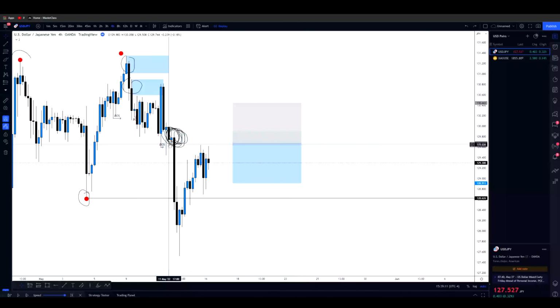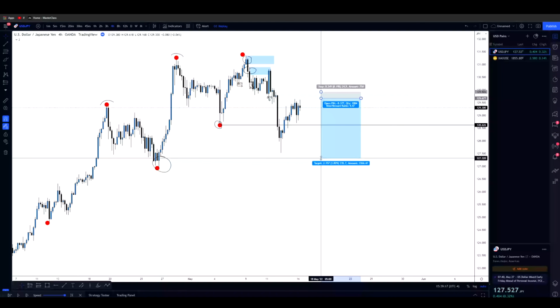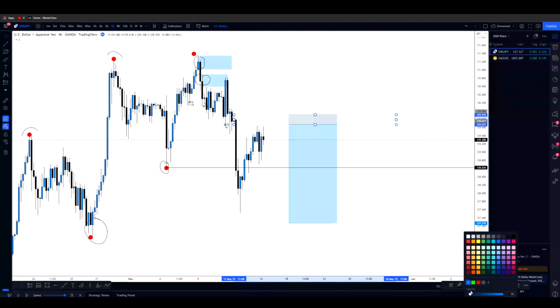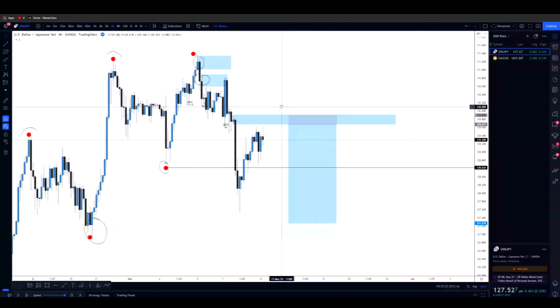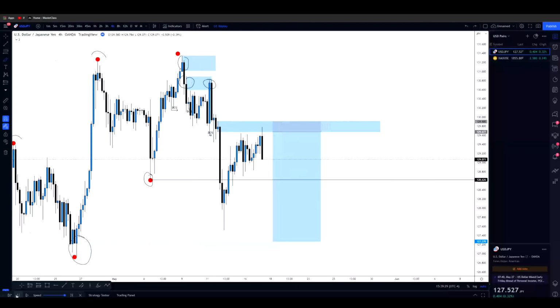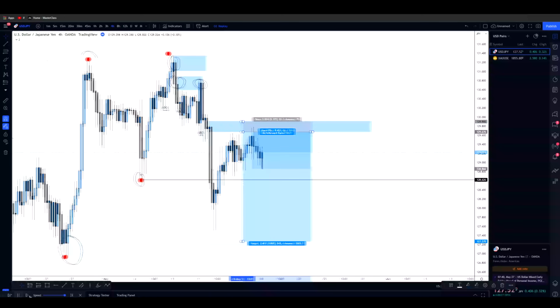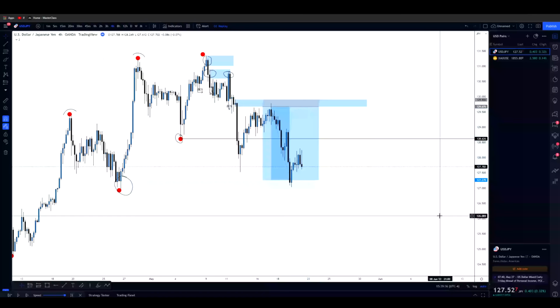And I did not catch this, by the way. This is all hindsight, so I'm not taking any credit, but I'm simply showing you how you could have caught this if you use this concept correctly. So limits would have been right here. And remember, limits are valid because we already have one mitigation here, and this would have been the second mitigation. So right now you would have gotten triggered, and what ends up happening is the market goes down.